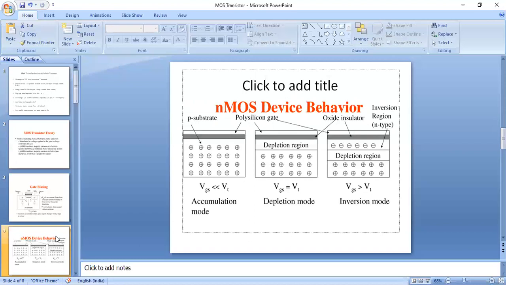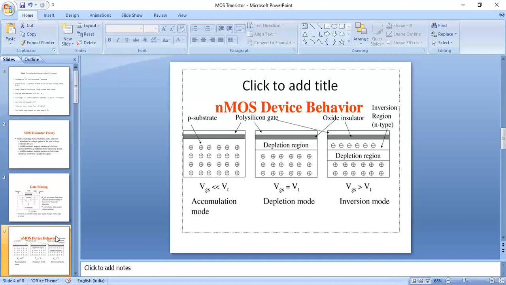From this diagram, what are you understanding here? First, during accumulation mode, we don't have the depletion region here. The depletion region is 0. In the second, depletion mode, where VGS is equal to VT, the width of the depletion region is extensive, so that we have some space for the conduction. It's ready for conduction.